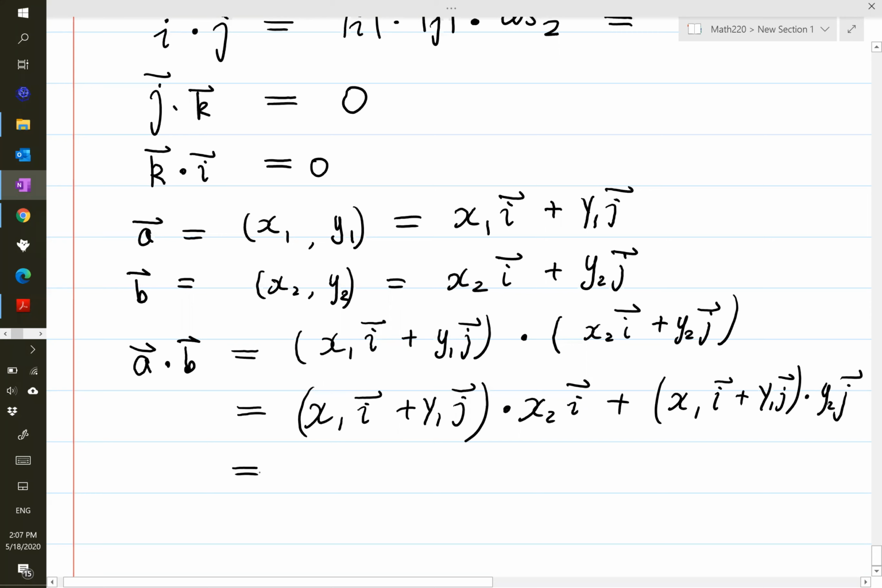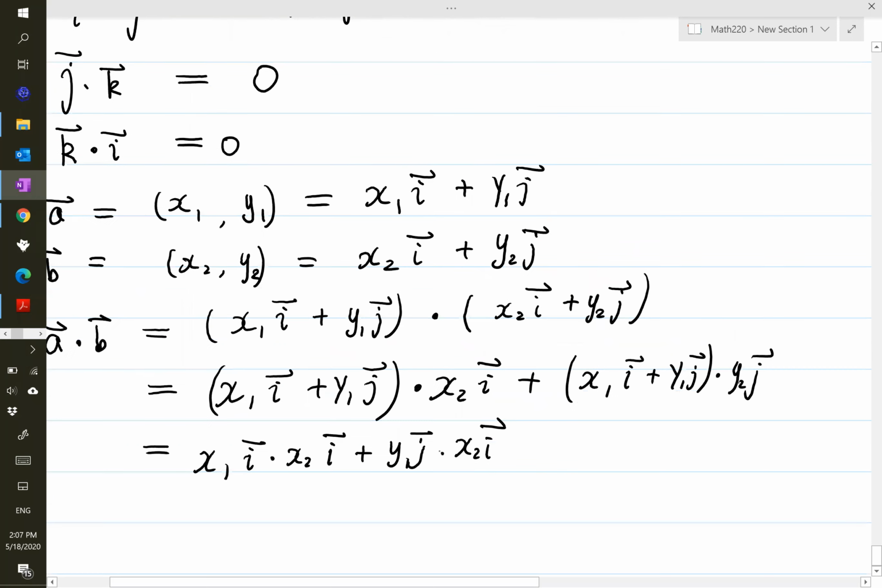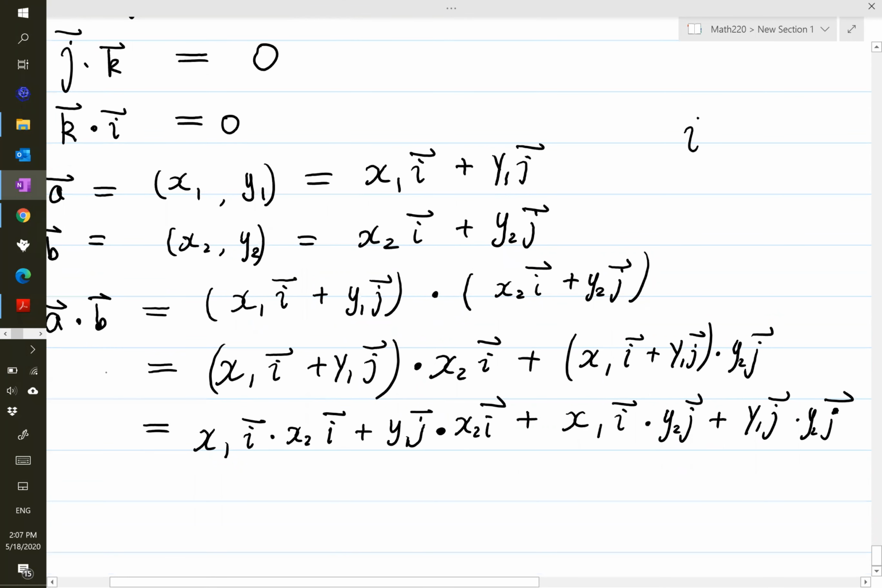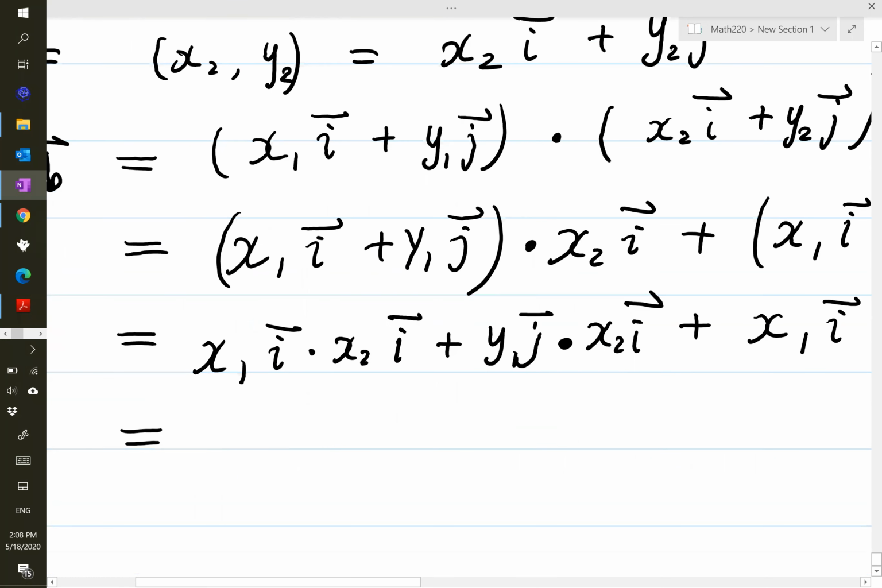Now you do x1 i dot x2 i, plus y1 j dot x2 i. Remember, the dot product of i and j is 0, so that gives us 0. Then x1 i dot y2 j, and y1 j dot y2 j. Now i dot i gives us the norm squared, which is 1. So i dot i is 1, and j dot j is also 1. So this is x1 times x2, times 1.